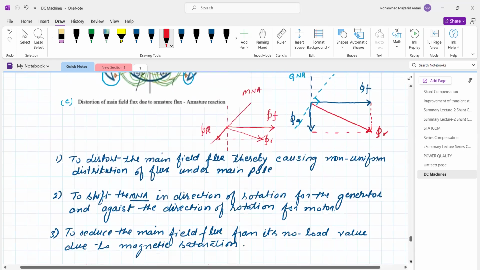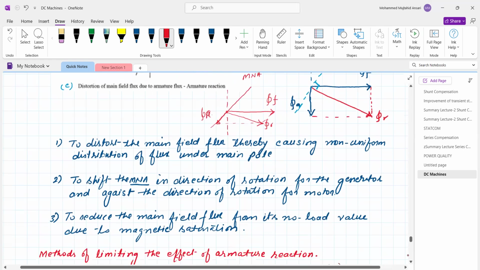Now, what is the effect? The distortion: it distorts the main magnetic flux, thereby causing non-uniform distribution of the flux under the main pole. Because of the armature reaction there is a distortion, and because of this the flux is not uniformly distributed, whereas it gets tilted. The magnetic neutral axis gets shifted. Why is it shifted? Because the magnetic neutral axis is the axis perpendicular to the total or resultant magnetic flux, in the direction of rotation.